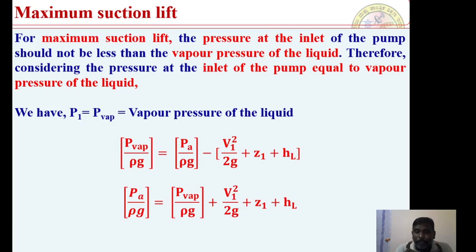That means the pressure at the inlet of the pump should not be less than the vapor pressure of that liquid in order to have a maximum suction lift. Therefore, considering the pressure at the inlet of the pump equal to the vapor pressure of the liquid, let us consider P1 is equal to P vap, that is, the vapor pressure of the liquid.